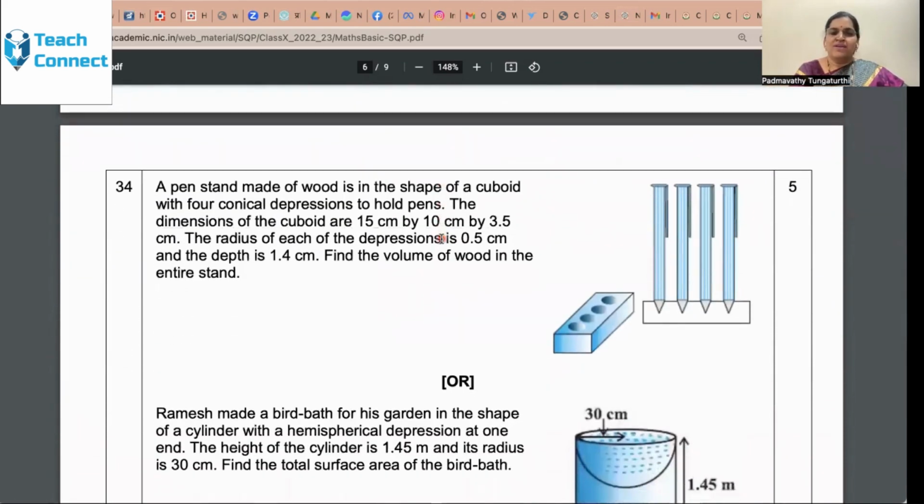34, here, wow, what a fantastic problem, because the child is supposed to have so many pens. Conical depressions have to be made. The depressions are also shown here, and they are made. Depressions consist of hemispheres, cones. 4 conical depressions are being made. That means they're asking us the volume of cone here. The volume of 4 cones from the total wood.